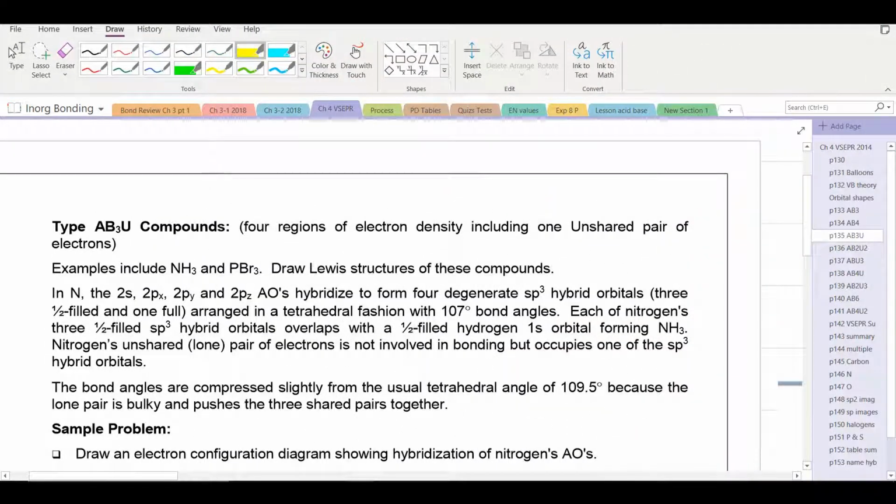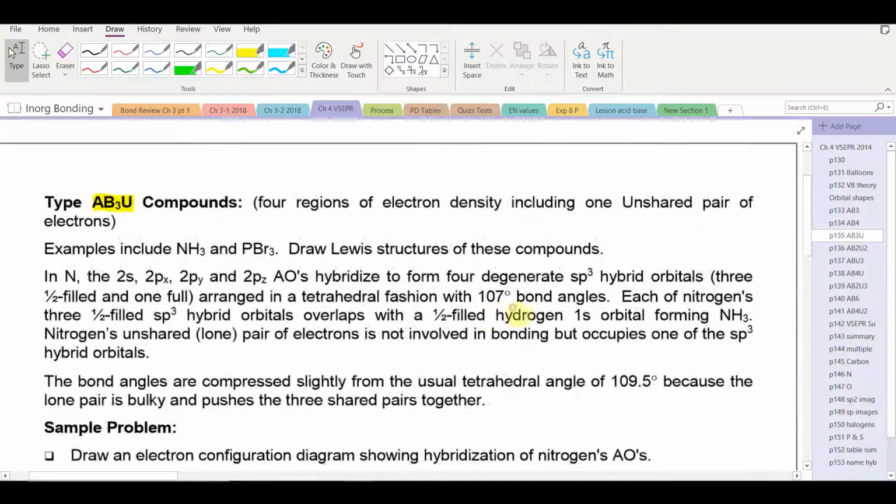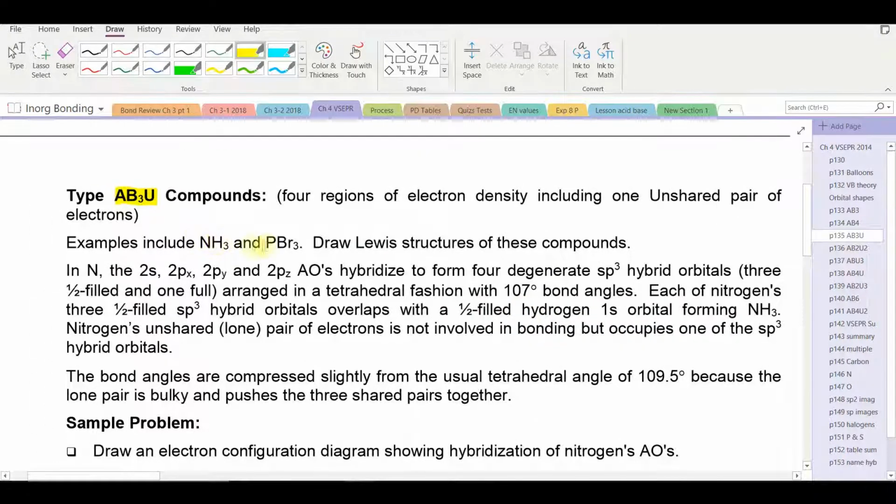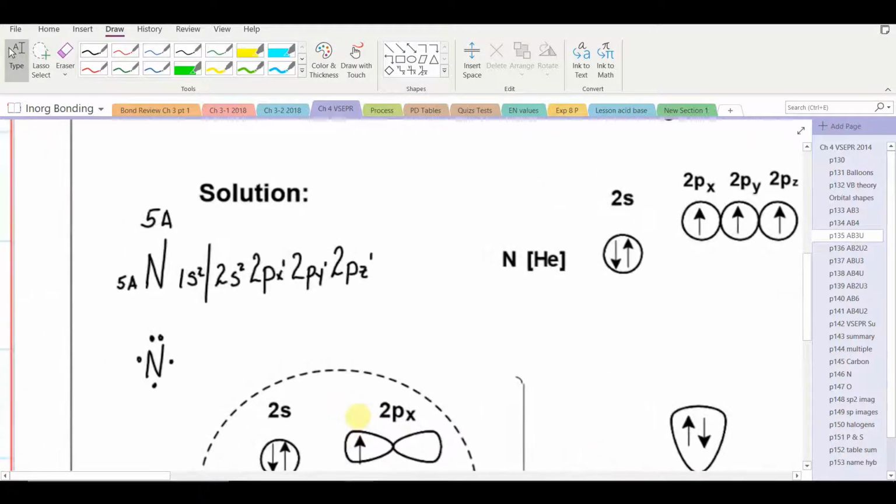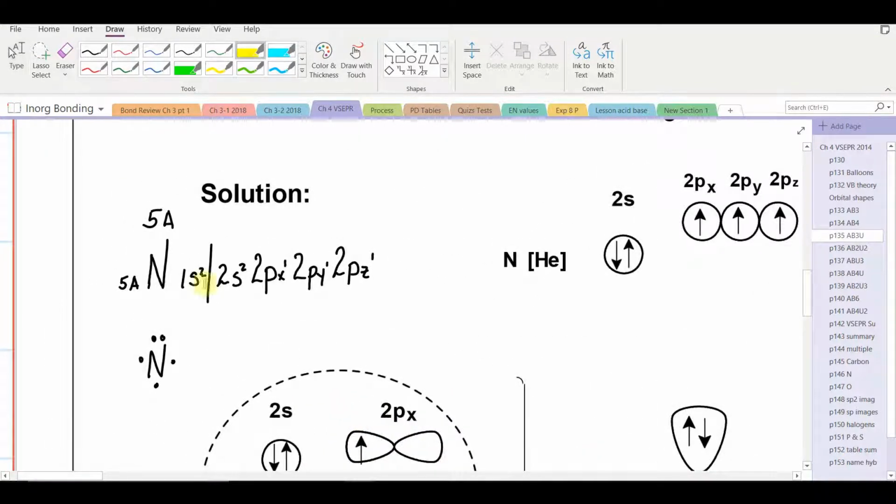Page 135. Let's look at compounds of the type AB3U. They would have 4 regions of electron density, 3 bonded electron pairs, 1 unshared pair. Examples include ammonia and NBr3. Let's look at ammonia. In ammonia, nitrogen is the central atom.